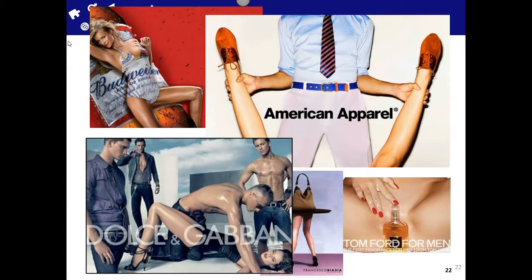And all of these images that are selling products reinforce the idea that what is most important about a woman is her body utilized in a sexually objective way, her body turned into an object, her body dismembered, right? Her body put in a subordinate position, a vulnerable position as well.